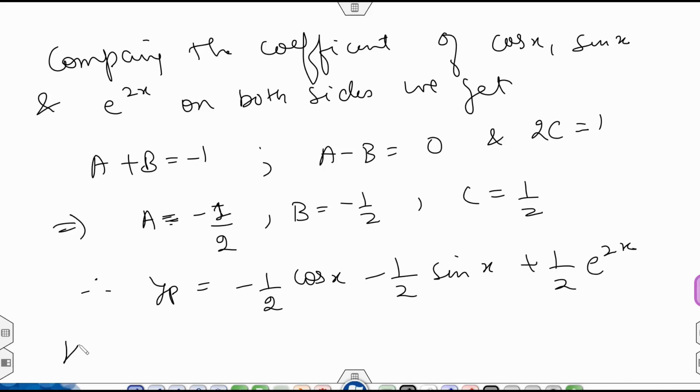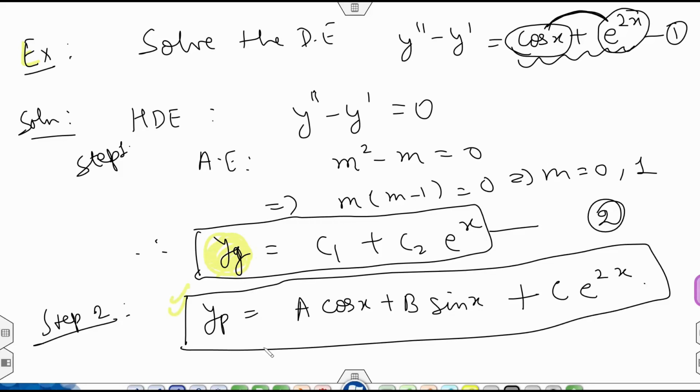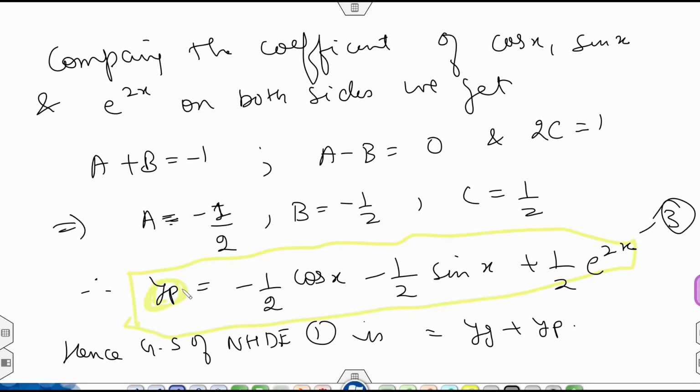Hence the general solution of the non-homogeneous differential equation 1 is equal to yg plus yp, and yg and yp are given over here. So I can write this as equation number 3. Your yg is given in equation number 2, and your yp is given here. You can add both to get the general solution of the non-homogeneous differential equation 1.